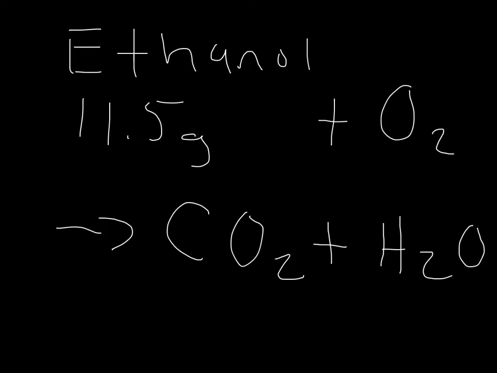Now ethanol contains carbon, hydrogen, and oxygen. And what we're going to do in this experimental method is figure out how many grams of carbon, hydrogen, and oxygen are in the original 11.5 grams of ethanol. Once we figure out how much of each of those is in the original ethanol, we can determine the empirical formula of ethanol. So let's get rid of all this stuff and let's move on.